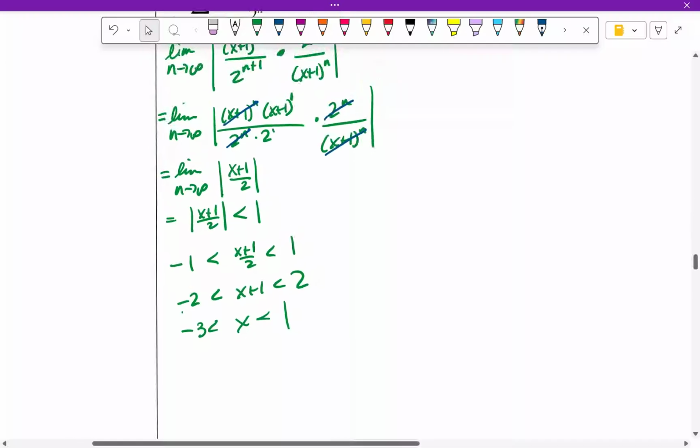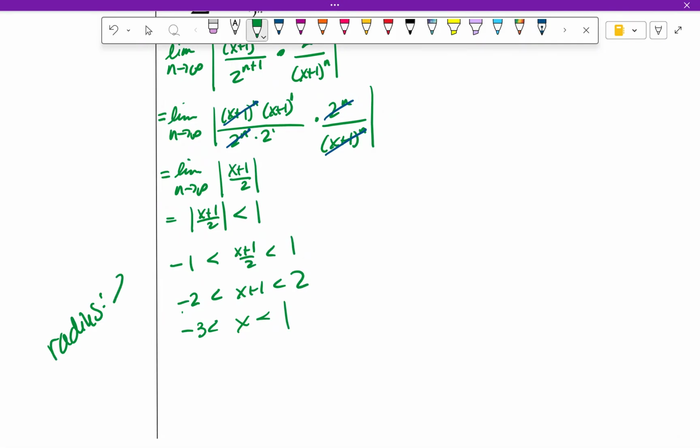It didn't ask us, but if they asked us for the radius, what would it be? It'd be 2, right? Because isn't the whole length 4? -3 to 1 is 4. Halfway would be 2. Okay? Does that make sense? All right, I still need to test my endpoints, and this is the part that makes it like the never-ending problem, right? I'm going to test the endpoints, okay?